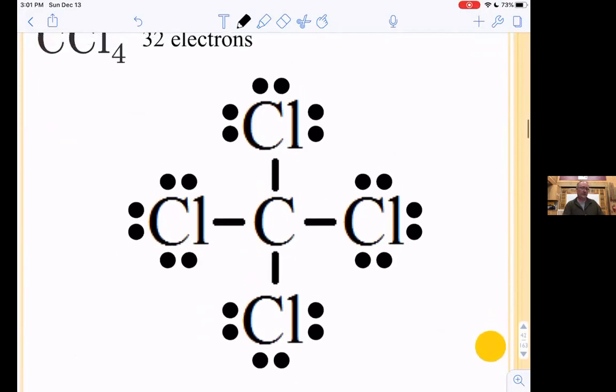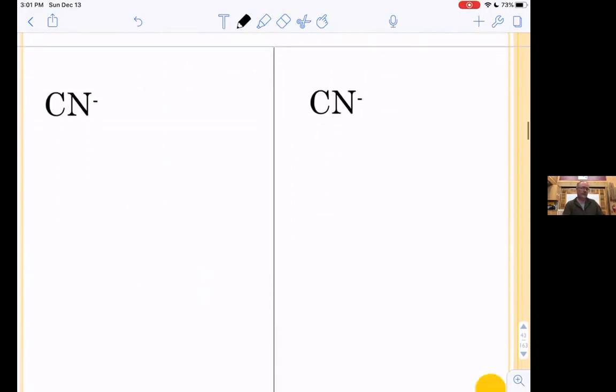Ooh, yay, go Tollett. There it is. Ooh, I got another one.